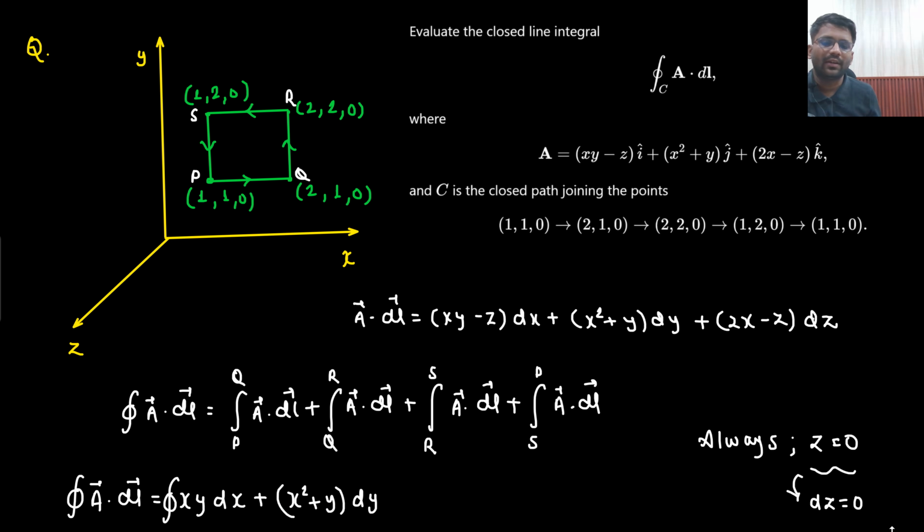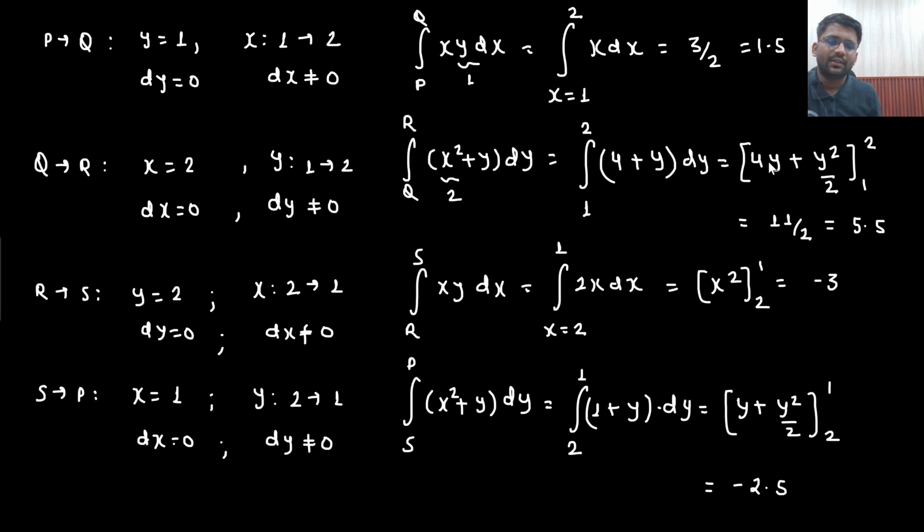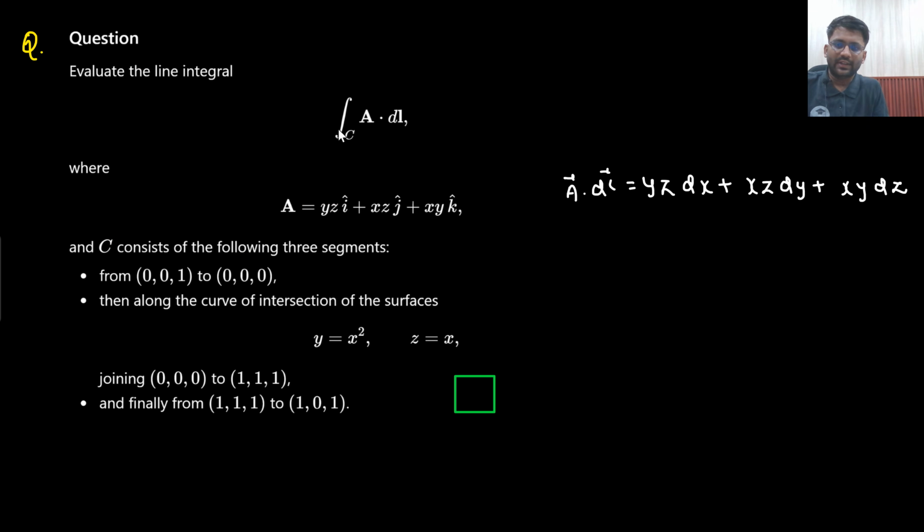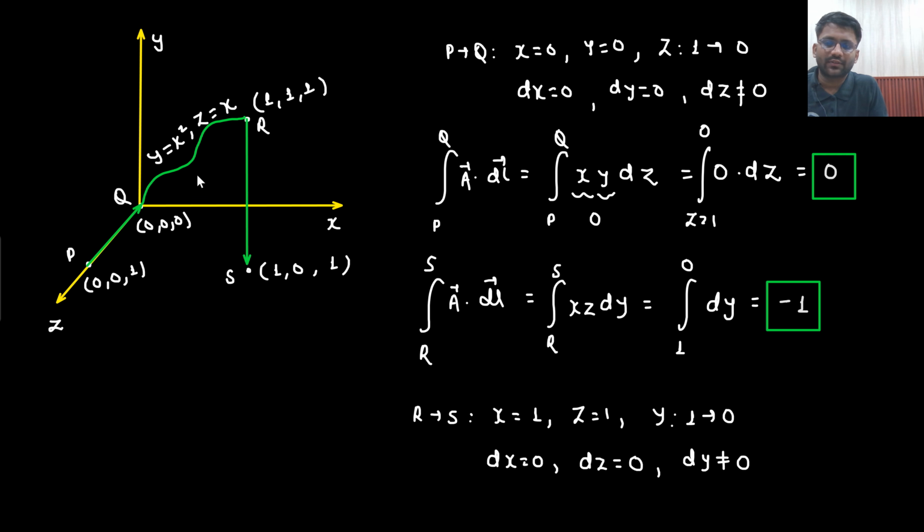We simply add all of them: 1.5 from P to Q, then from Q to R 5.5, then from R to S minus 3, then from S to P minus 2.5. So the whole calculation from P to P again, better I should write closed line integral over the curve C. This curve is known as curve C, okay? Everywhere it was written, here as well it was written curve C. So what is the meaning of curve C? This is the whole curve C, okay?